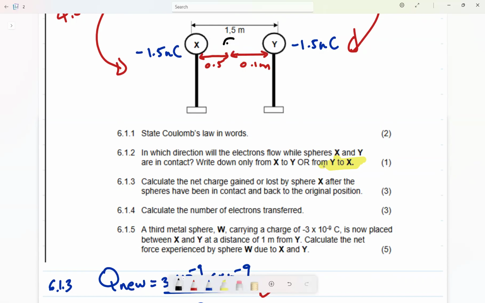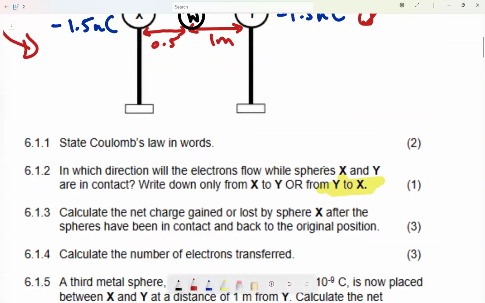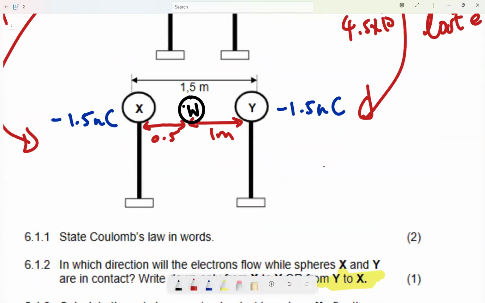So if I place that here, let me enlarge that. If I place W there, it should be at a position where it is 1 meter from Y, okay? If it is between them and it is 1 meter away from Y, therefore it means it is 0.5 meters away from X, because the total length should be 1.5.